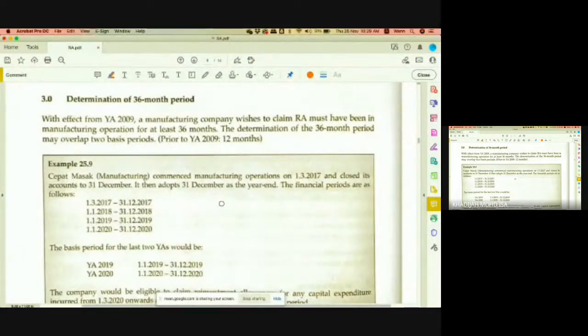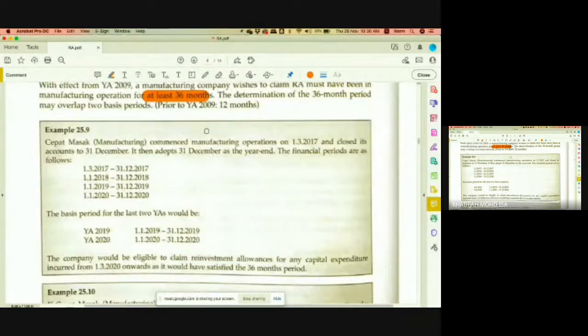Okay, then remember you have the 36-month period, where the company must be in operation for at least 36 months. 36 months is 3 years. So how do you determine the 36-month period? Say you start operation on 1st of March 2017. Then 2018 is 1 year, 2019 is 2 years, and 2020 is 3 years. So from 1st March 2020, you can now claim your reinvestment allowance.